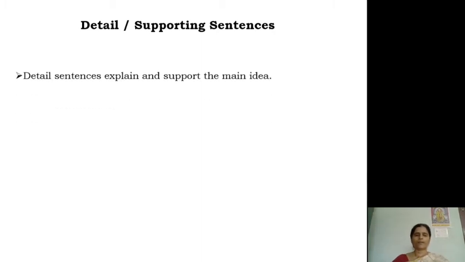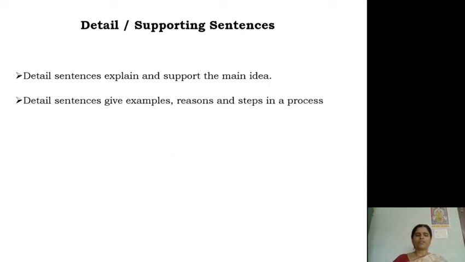Now let us go to the second part of the paragraph, that is the details or supporting sentences. Detailed sentences explain and support the main idea. As I said, whatever the topic sentence of the paragraph is, the detailed or supporting sentences should support the main idea. Detailed sentences give some examples, or some reasons, or they may just tell us the steps in a process, a lot of things.